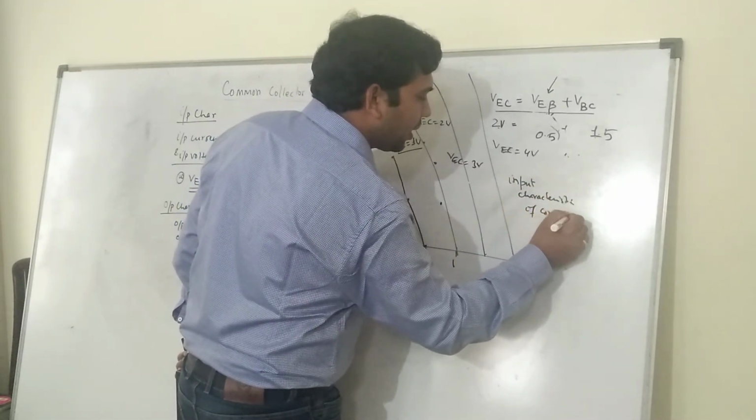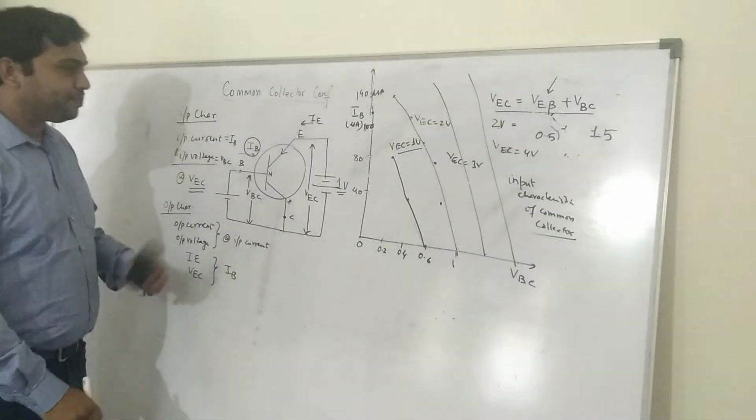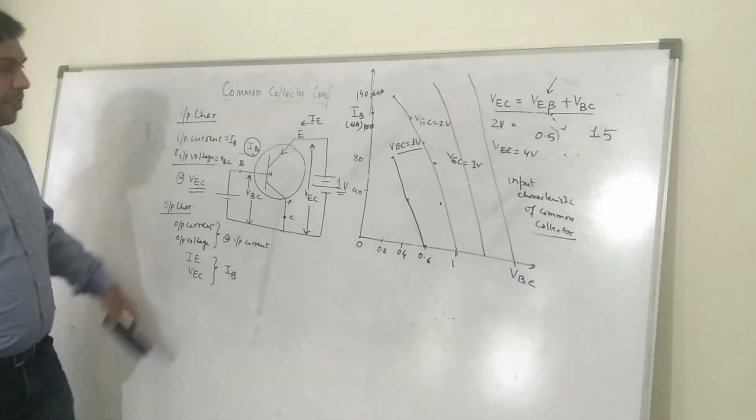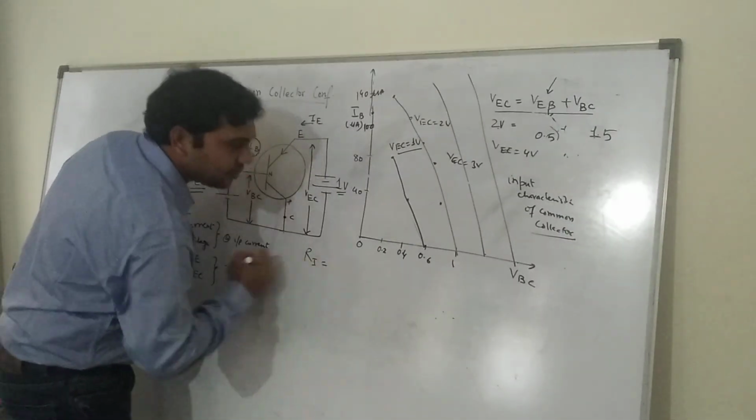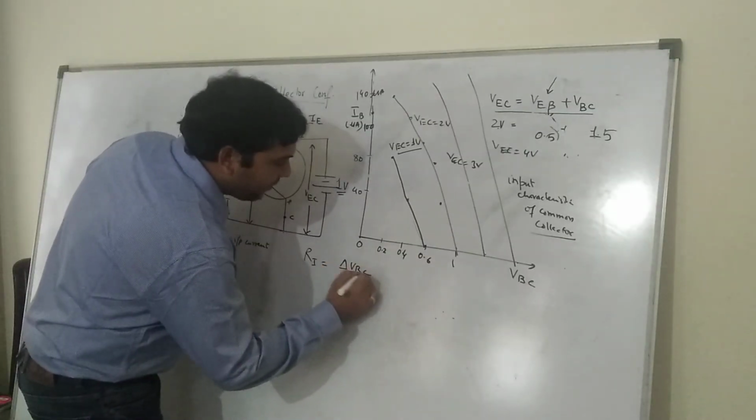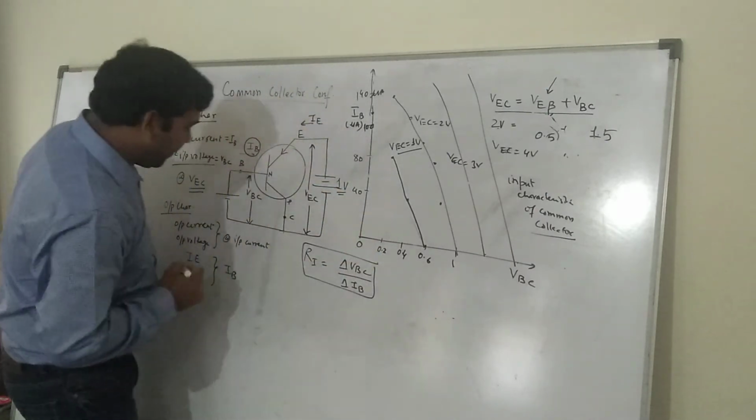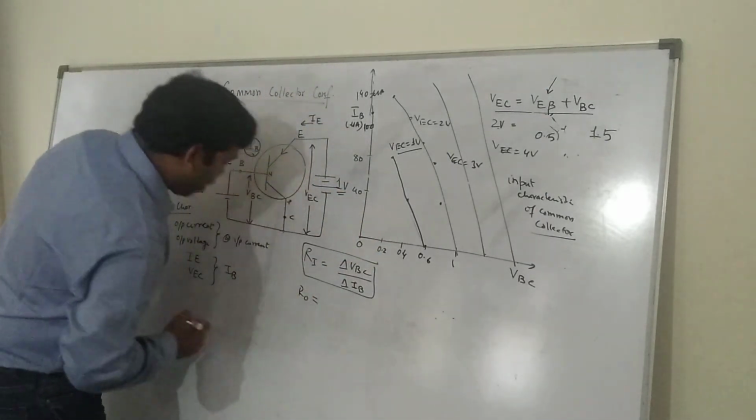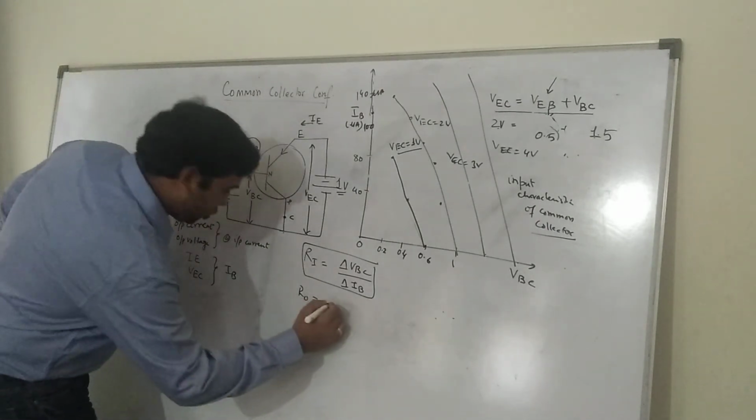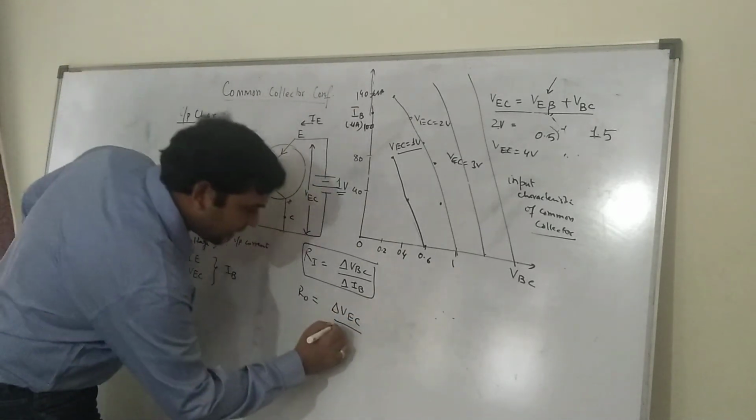common collector. Okay. Now the third thing, which is input resistance. Input resistance Ri will be simply delta VBC divided by delta IB. This will be the input resistance. What will be the output resistance? Ro. Output resistance will be output voltage divided by output current. So delta VEC divided by output current, which is delta IE.